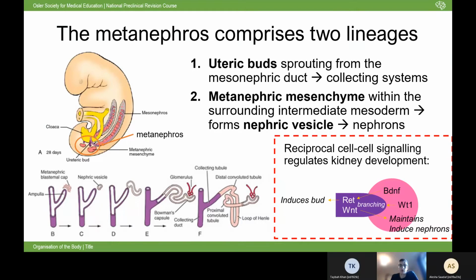And in this red box, the red boxes, by the way, throughout the slides are extra bits for interest, for extra points in essays or whatever. And it just gives you an idea of how it's reciprocal signals between the mesonephric mesenchyme in pink and the bud in purple that mediate this development.